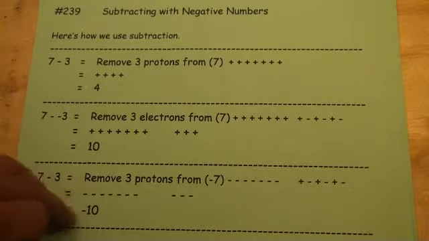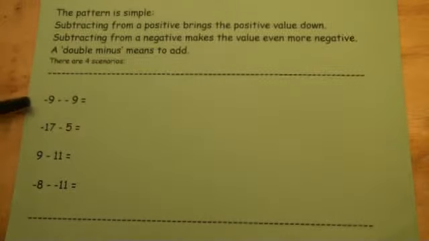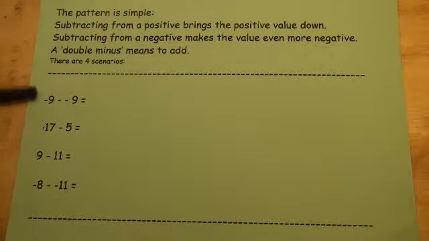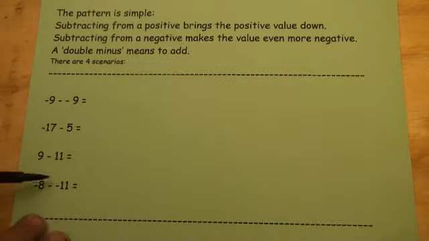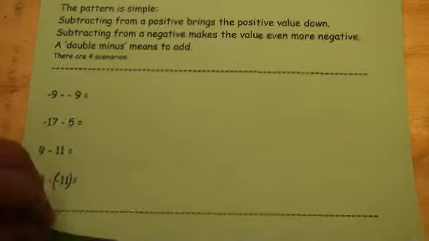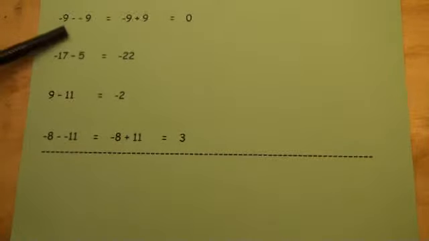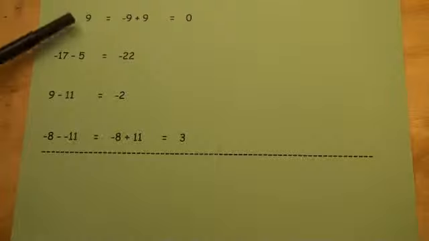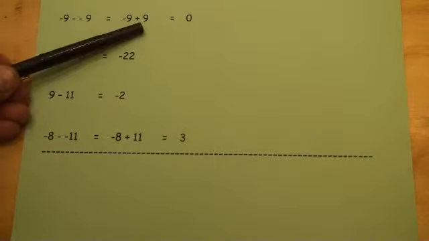Okay, so here we are. Negative 9 take away negative 9. We have negative 17 minus 5, we have 9 take away 11, and negative 8 minus negative 11. By the way, just to make sure, you also could think of this as having parentheses around it. They mean basically the same exact thing. So in the first example, we would change this to the plus sign because we're taking away the electron, so we're really adding a charge. So then negative 9 plus 9 is 0.